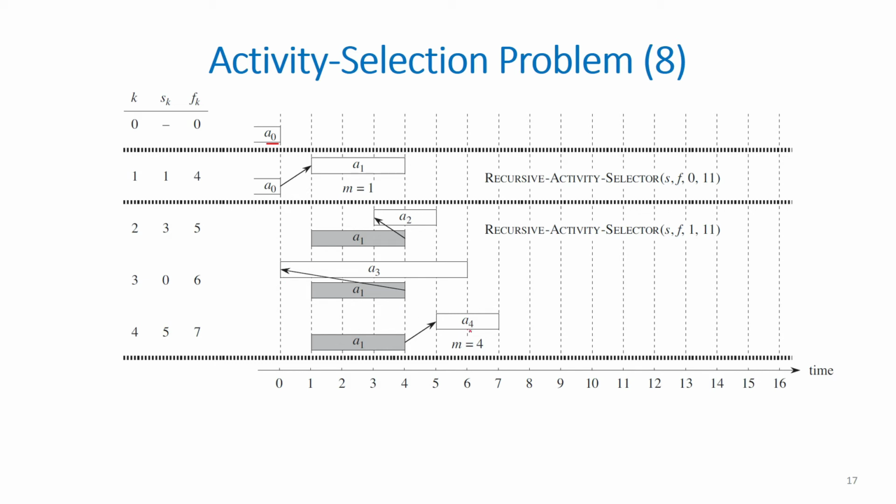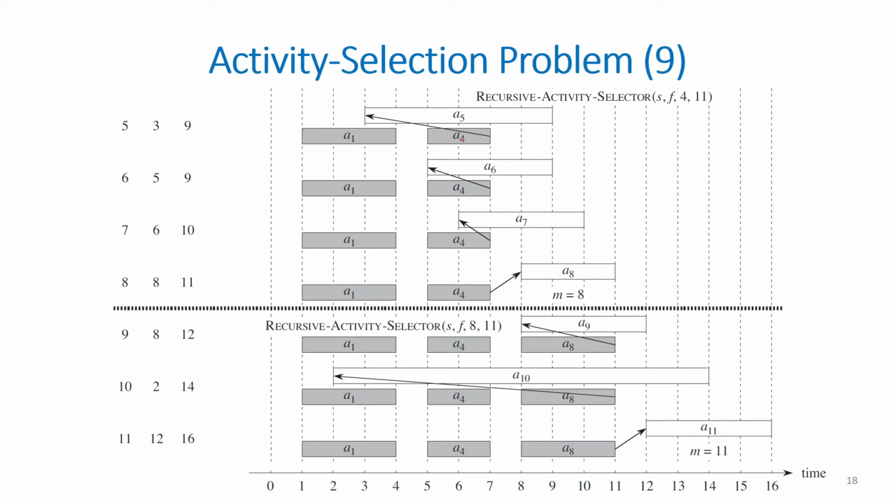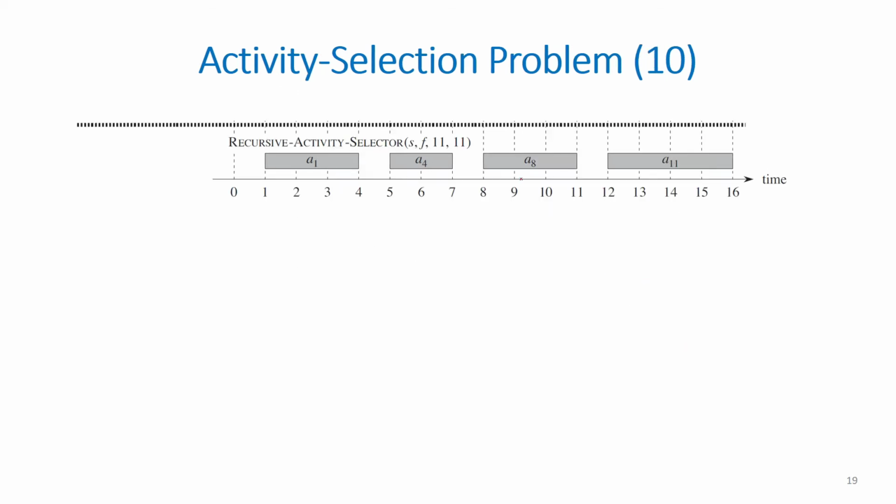Then we look at A4. Since the starting time of A4 is greater than the finish time of A1, we can include A4 in our schedule. Next, we look at A5. And since A4 overlaps with A5, A5 is neglected, same as A6 and A7. Then A8, which starts after the finish of A4, is included in the schedule. Then A9 is neglected, A10 is neglected, and the next activity included in the schedule would be A11. Therefore, in the end, we would have 4 activities within this schedule.